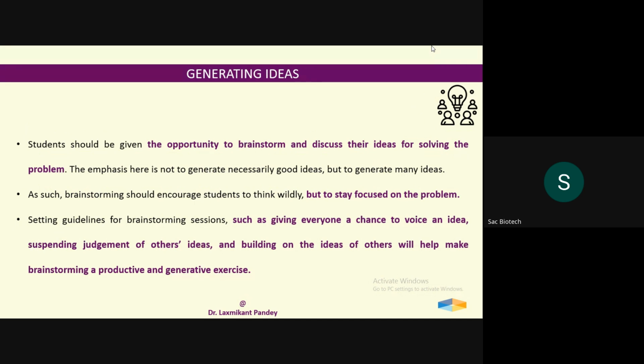So next is generating ideas. Ideas means how we can look for the solution for those problems. So students should be given the opportunity to brainstorm and discuss their ideas for solving the problem.